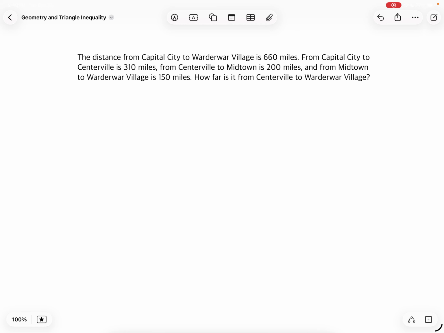The distance from Capital City to Waterworth Village is 660 miles. From Capital City to Centerville is 310 miles. From Centerville to Midtown is 200 miles, and from Midtown to Waterworth Village is 150 miles. How far is it from Centerville to Waterworth Village?